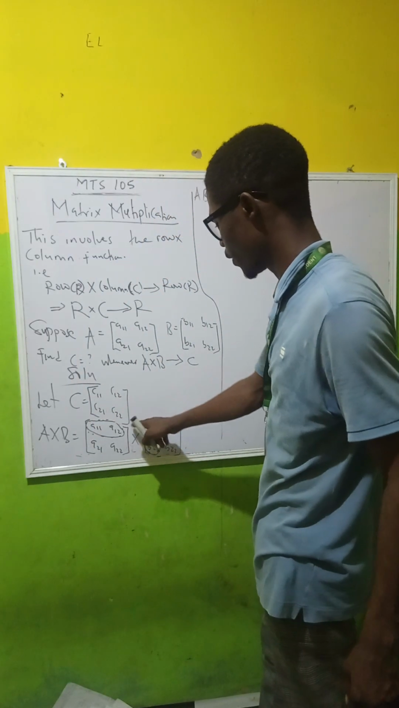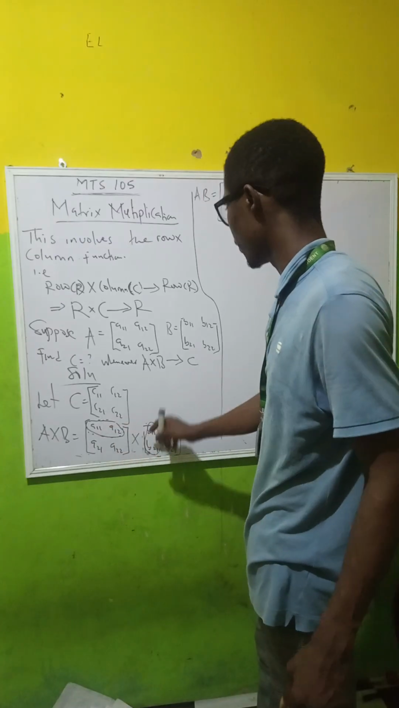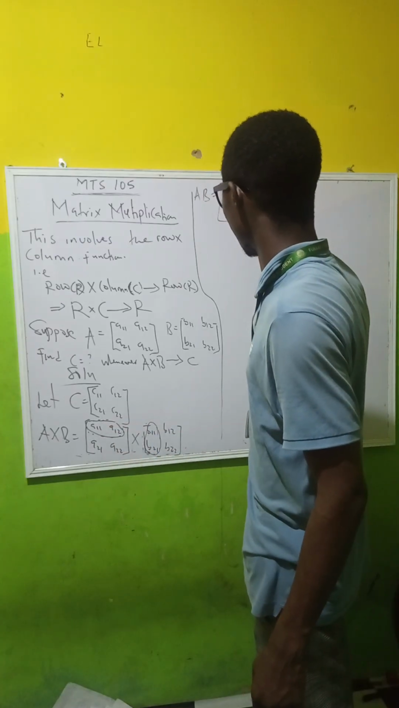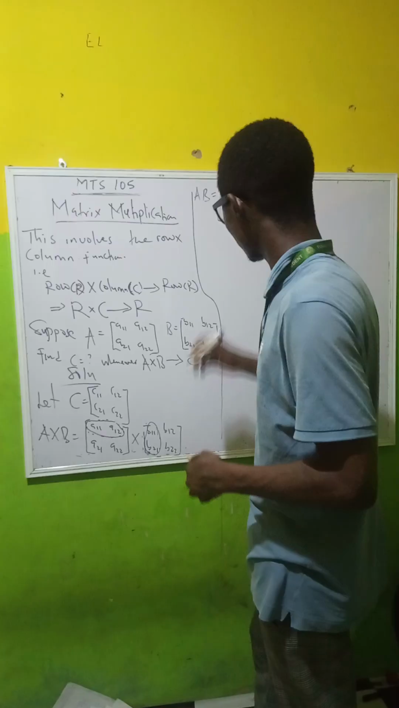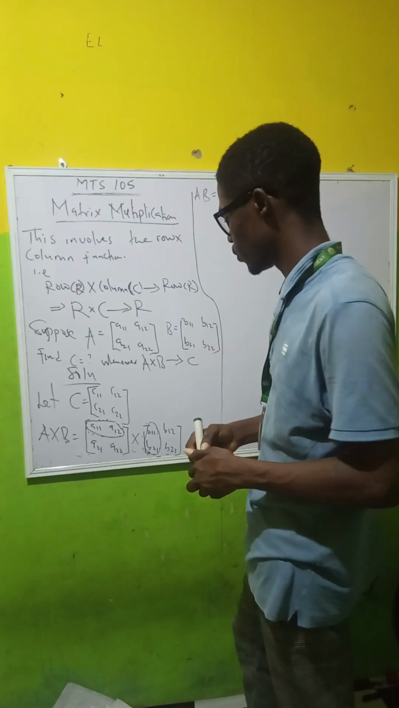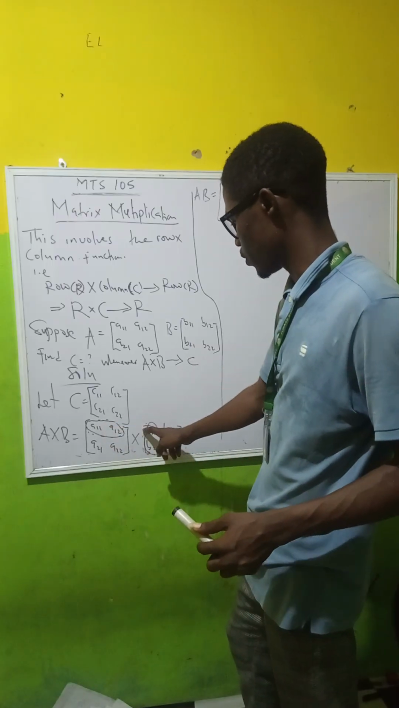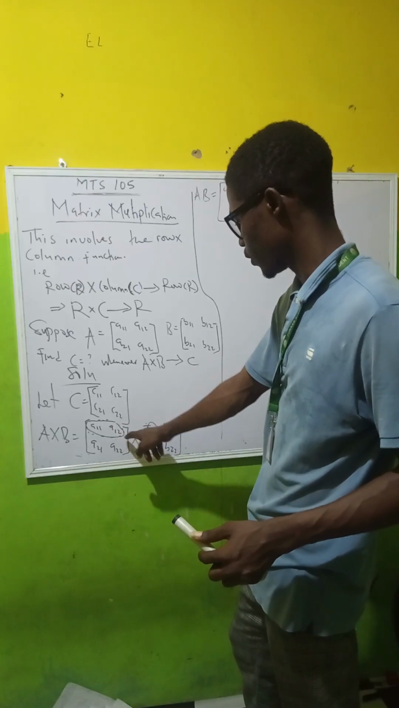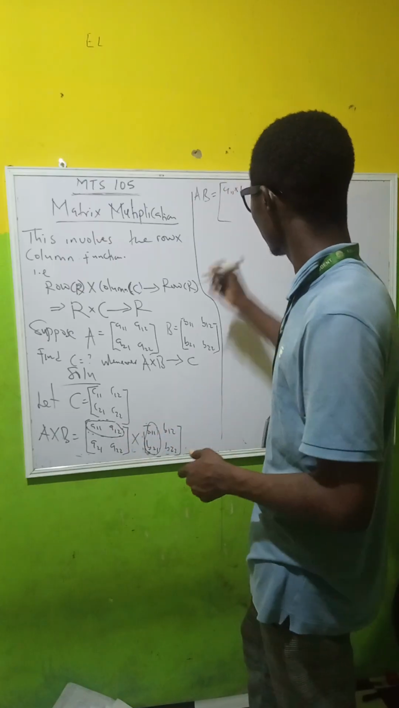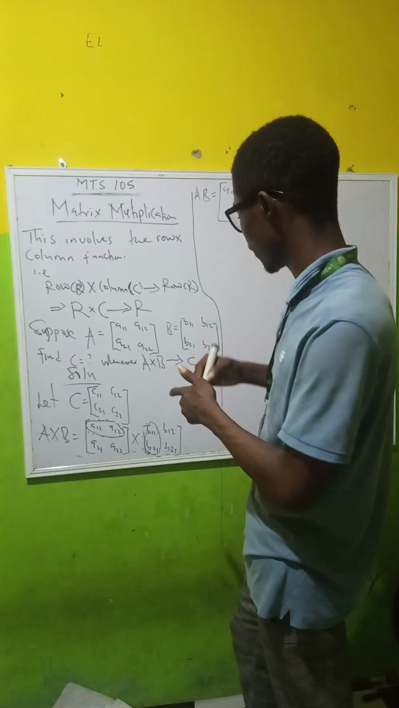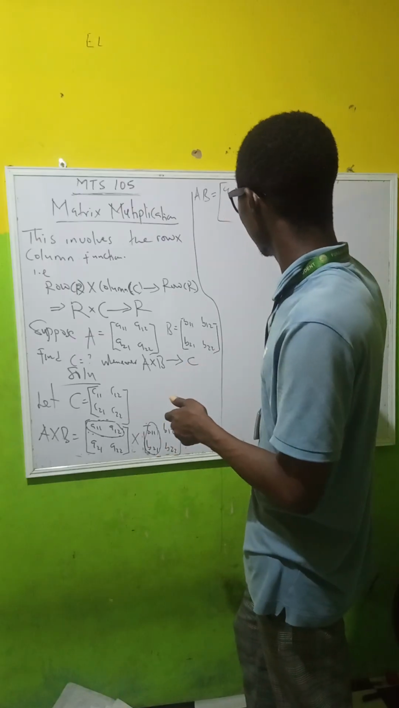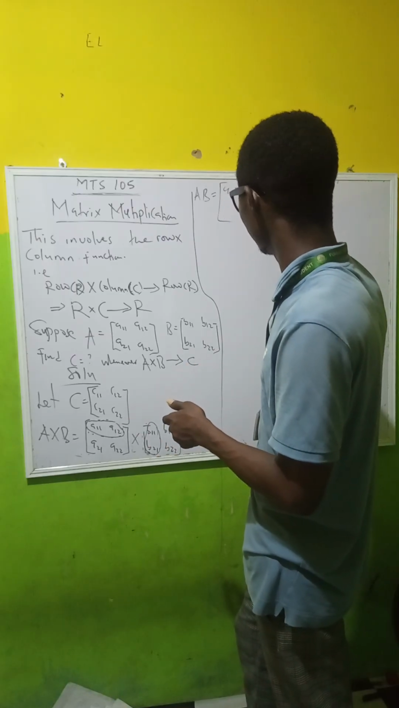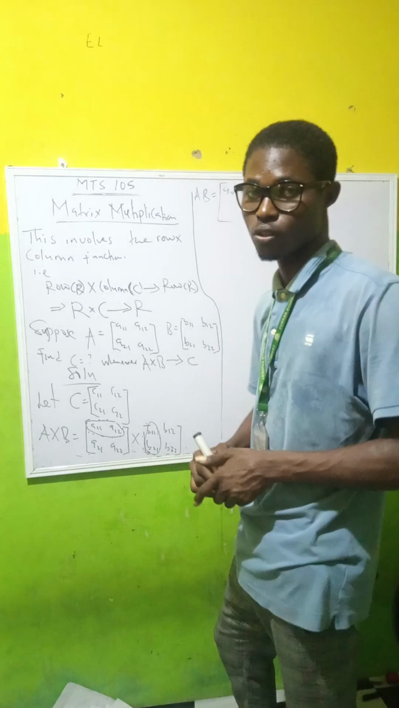Now AB is equal to this first row times this first column: A11 times B11, plus. It's plus that you always put there. This one times this one plus this one times this one. That is the second element of the first row times the second element of the first column. So the second element of the first row is A12 times B21. Do we get it that way?